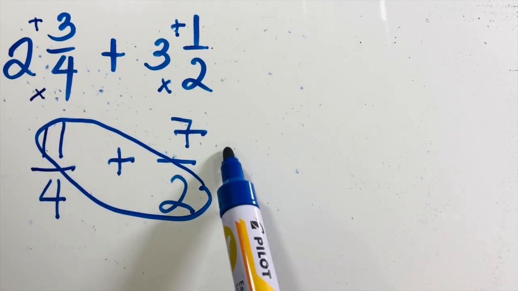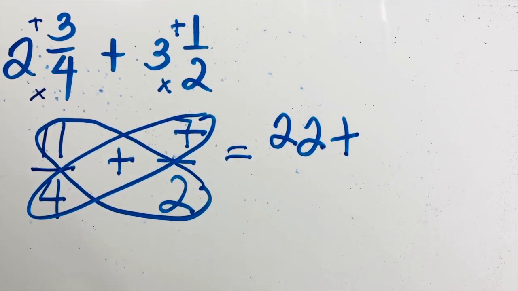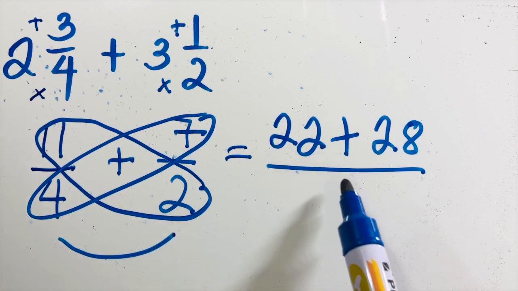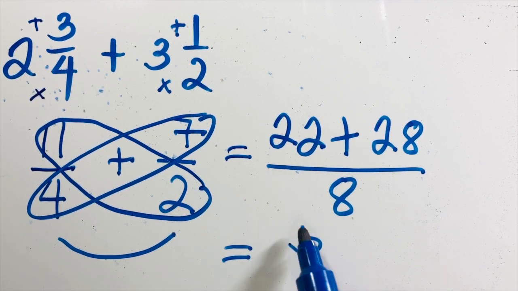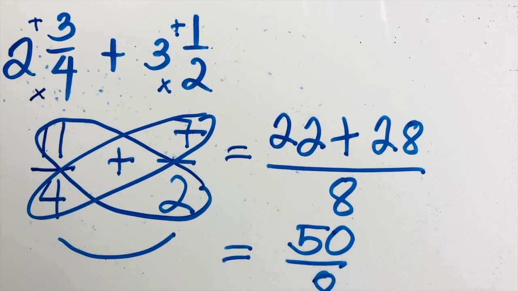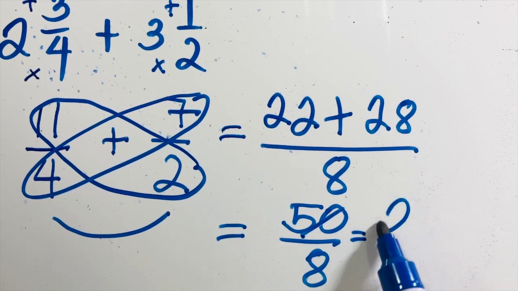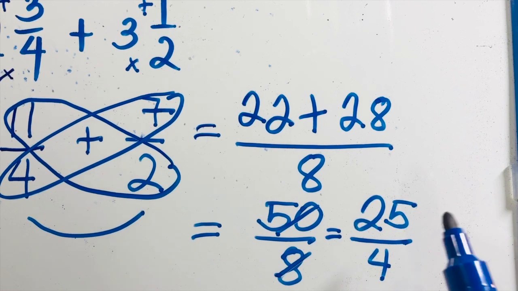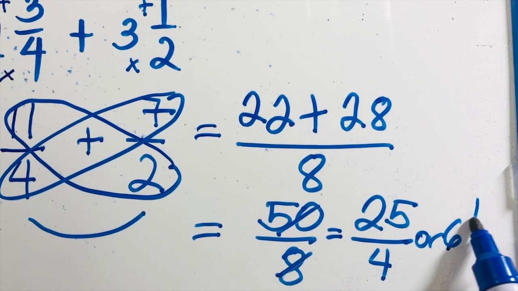11 times 2 is equal to 22, plus 4 times 7 is equal to 28, over 4 times 2 is equal to 8. Then add 22 plus 28 is equal to 50 over 8. 50 and 8 are both divisible by 2. So 50 divided by 2 is equal to 25, and 8 divided by 2 is 4. So what is 25 divided by 4? If you divide, it will give us 6 and 1/4.